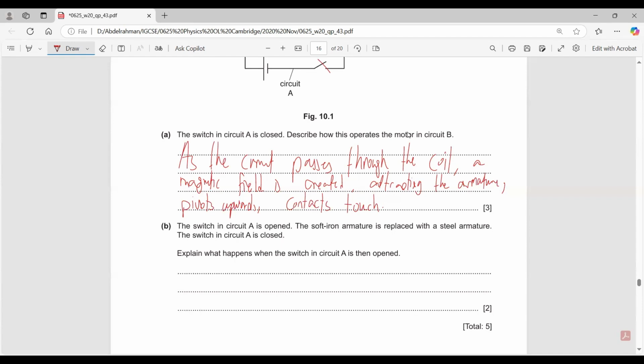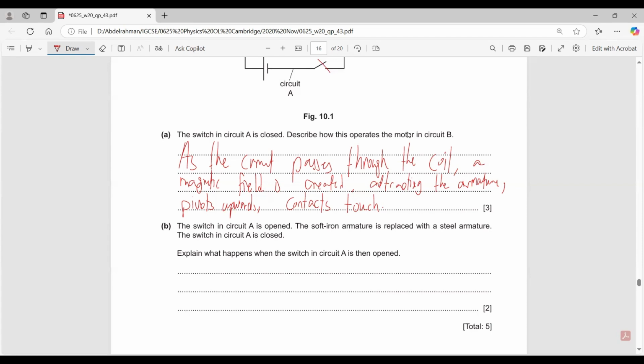The switch in circuit A is opened. The soft iron armature is replaced with a steel armature. The switch is closed. State what happens when the switch is then opened. So you open up the switch, you remove the iron bar, you replace it with a steel bar, you close the switch, and then after a while, you open the switch again. What happens? Why would this be a problem?